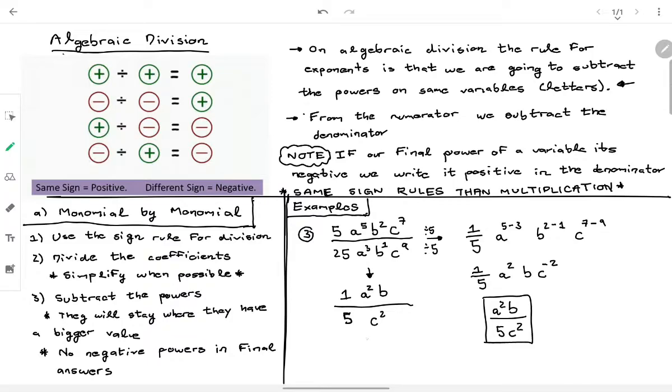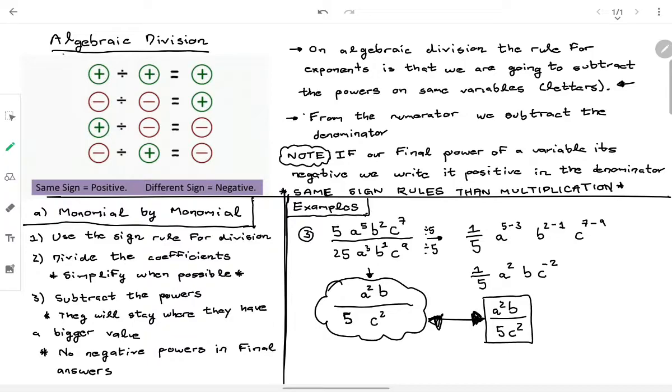Then we can eliminate this number 1. We don't need it. So the final answer is going to be this one. You see that it's the same one. So it's up to you.